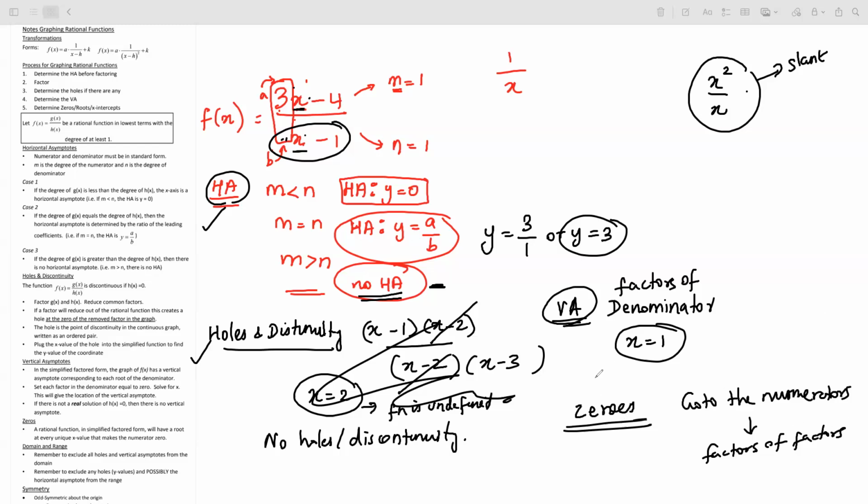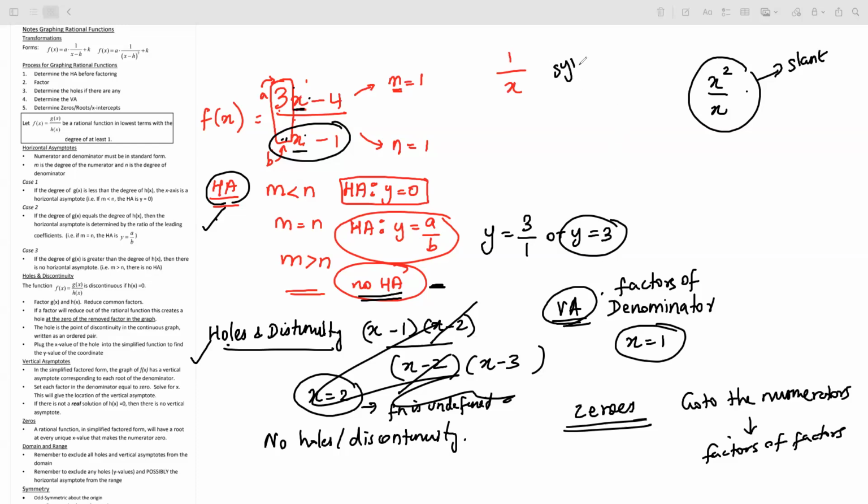After all this, we plot the graph and write the domain and range. First, horizontal asymptotes, holes and discontinuity, vertical asymptotes, zeros. And after that, I'll plot the graph and then find the domain and range.